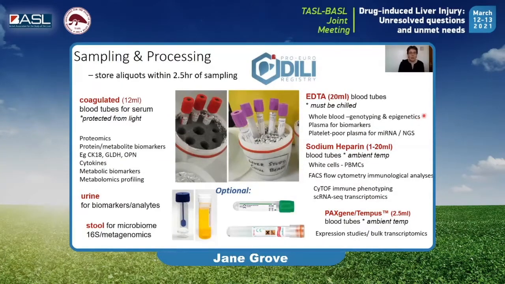Collection of a sodium heparin blood sample is also recommended for isolation of white blood cells, such as peripheral blood monocytes. These samples can be used for deep immune phenotyping by traditional flow cytometry techniques or by mass spec, which I'll describe in a moment. Also, sorted cell groups can be subjected to single-cell RNA-seq to give us an immune cell transcriptomic data set. An alternative is to use the preservative PAXgene sample tubes to collect samples for bulk transcriptomics.